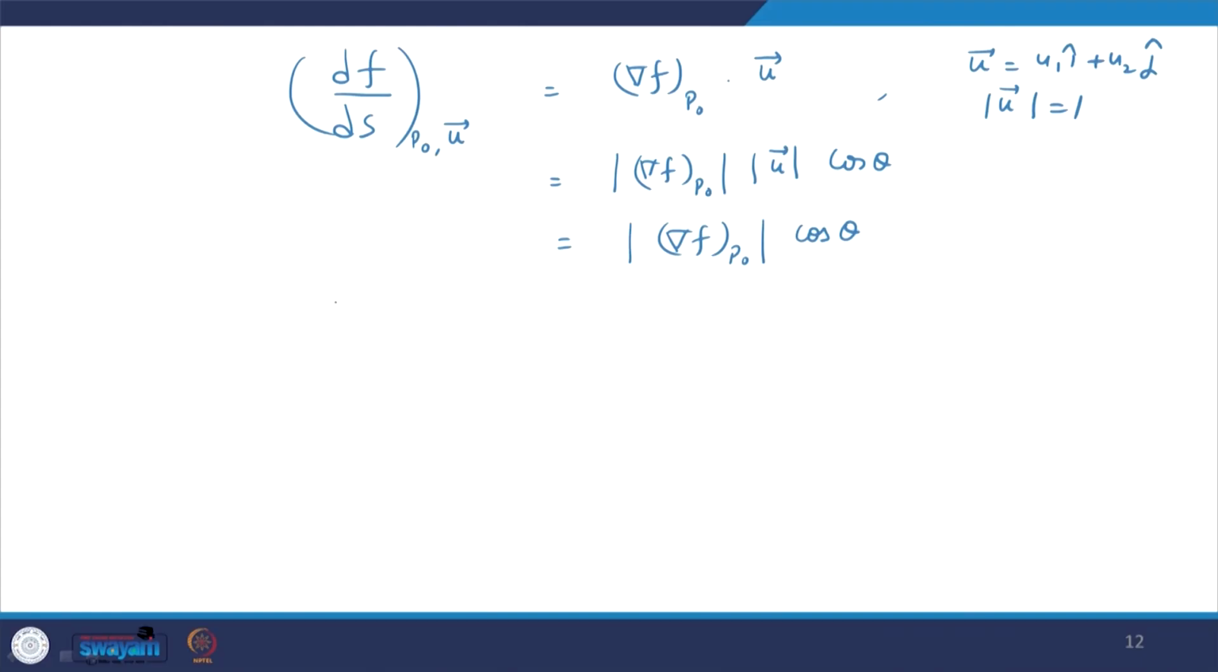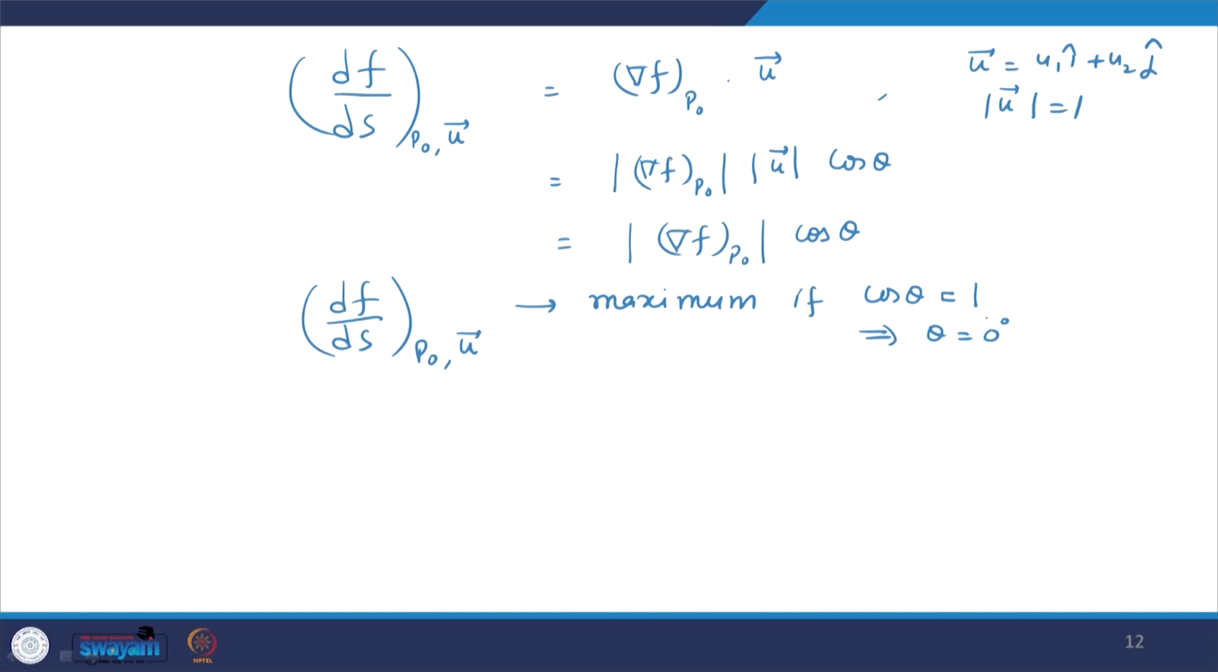So, df upon ds at p naught in the direction u is maximum if cos theta is maximum, and cos theta maximum means 1, because cos theta lies between minus 1 and plus 1, and the maximum value of cos theta is 1. If cos theta is 1, this means theta equals 0.